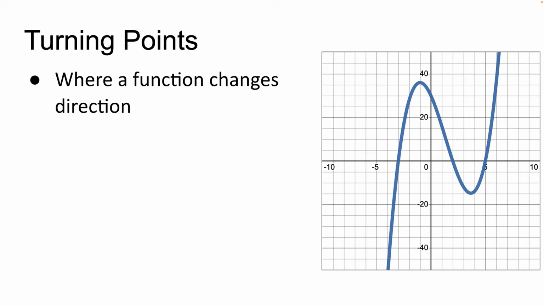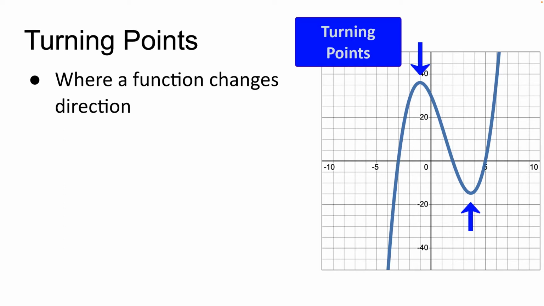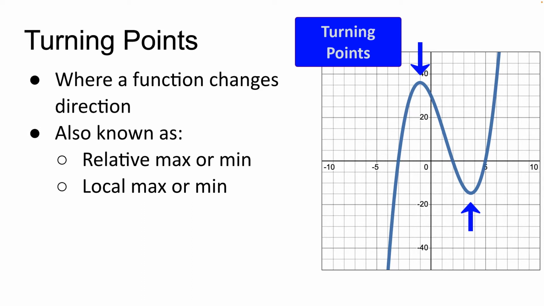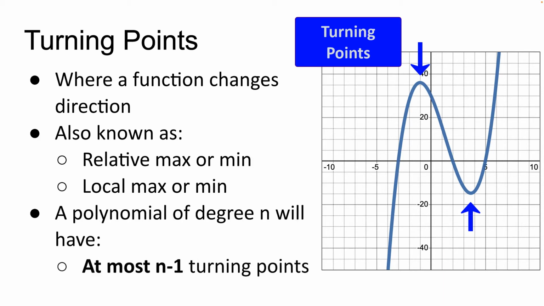A turning point is where a function changes direction. So it could change from increasing to decreasing or from decreasing to increasing. Turning points are also known as relative maximums or minimums, or local maximums or minimums. A polynomial of degree n will have at most n-1 turning points.